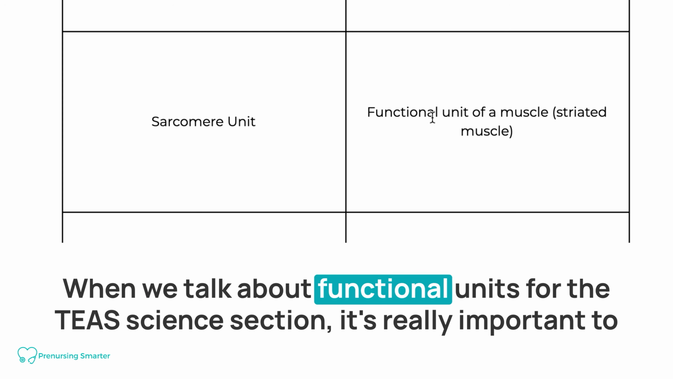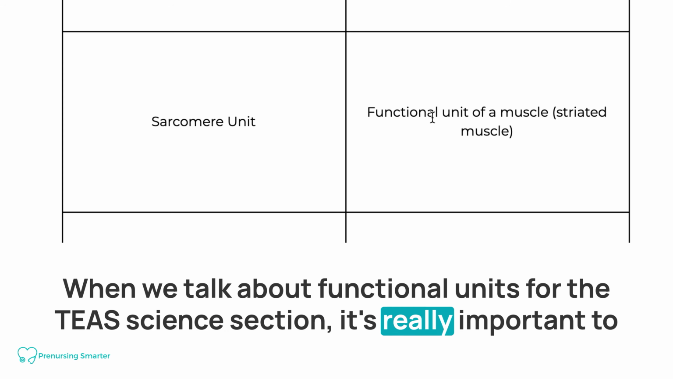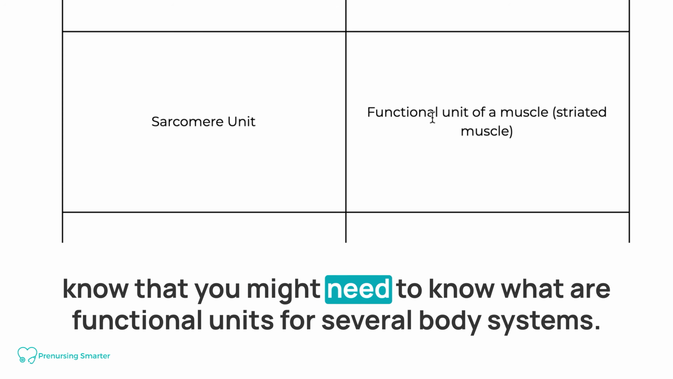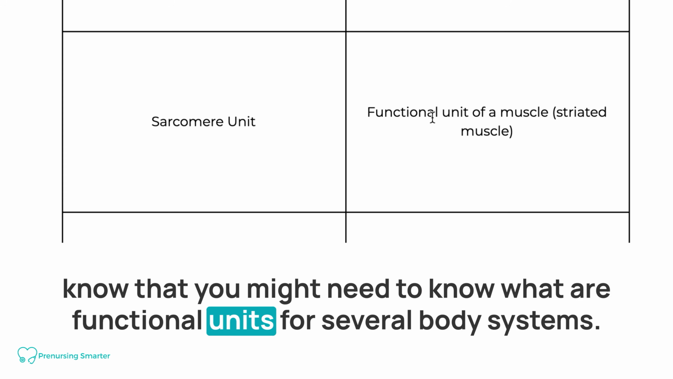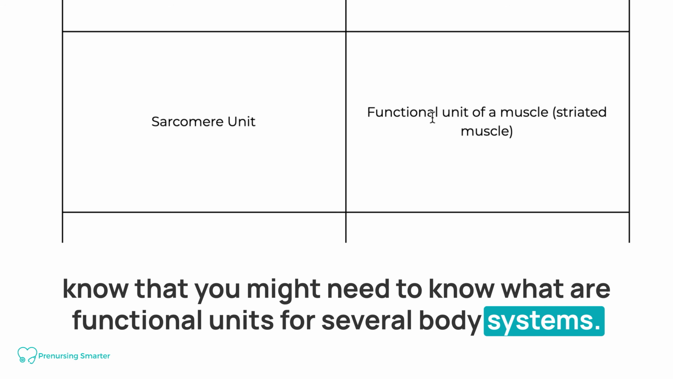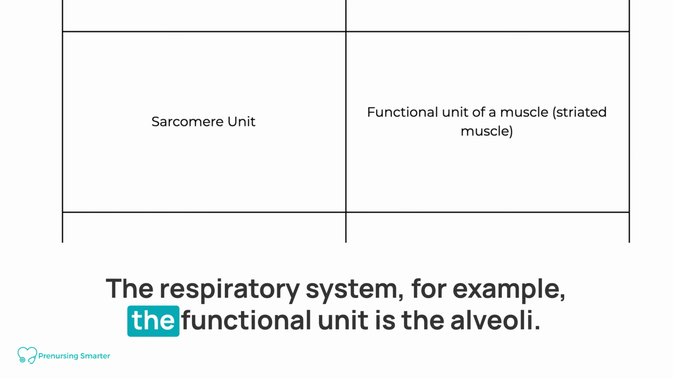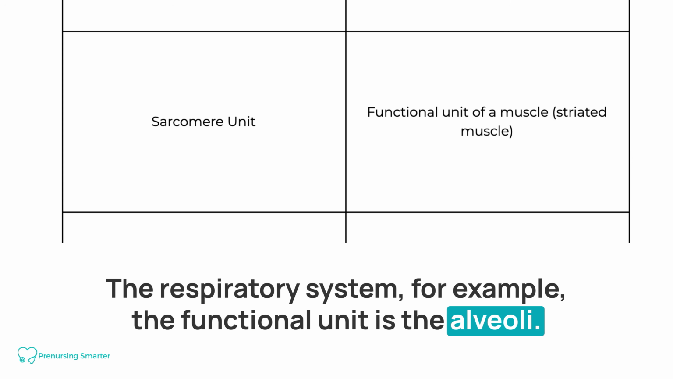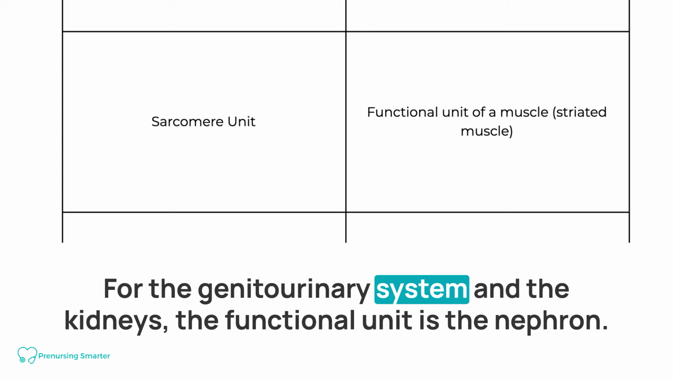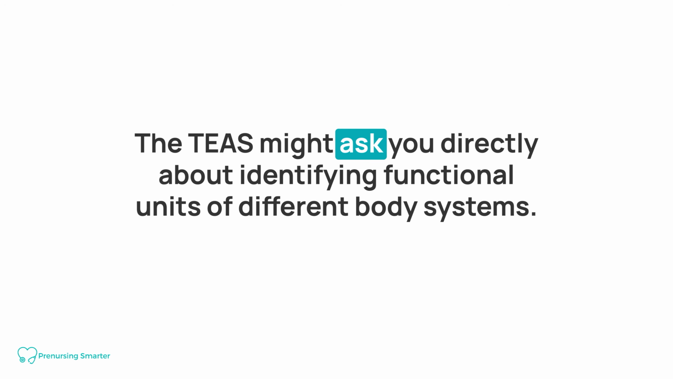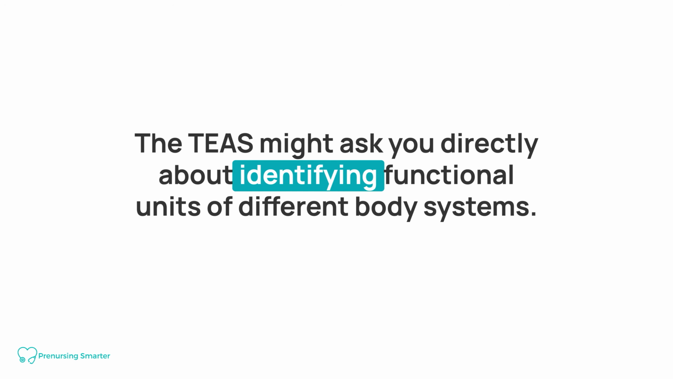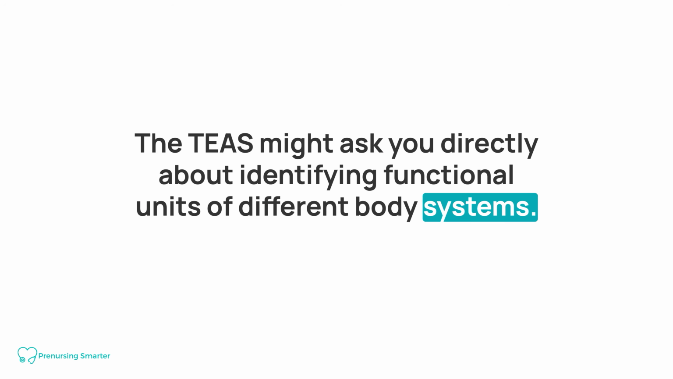When we talk about functional units for the TEAS science section, it's really important to know that you might need to know what are functional units for several body systems. In the respiratory system, for example, the functional unit is the alveoli. For the genitourinary system and the kidneys, the functional unit is the nephron. The TEAS might ask you directly about identifying functional units of different body systems.